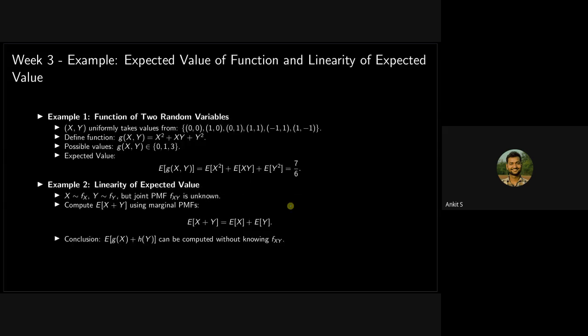Okay. So now the expected value of a function and linearity of expected value. We have discussed this already. Here g of x comma y is a function of x and y, and we are calculating its expected value. g of x comma y is x squared plus xy plus this. We have just broken it down into these parts, and we can calculate the expected value of each separately.